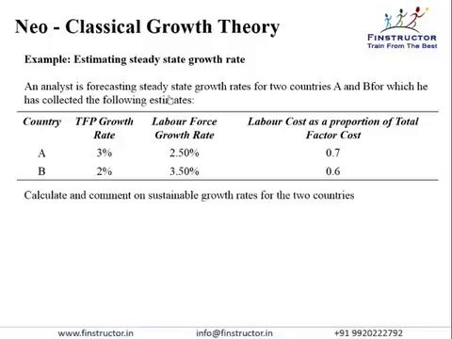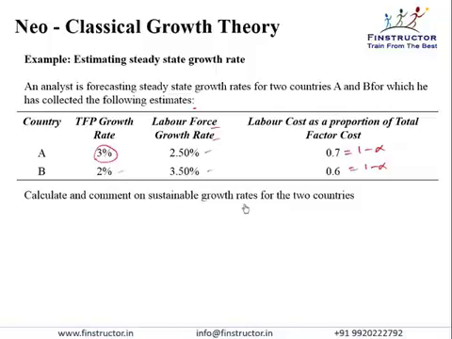An analyst is forecasting steady state growth rates for two countries A and B, for which he has collected the following estimates. So for country A, the total factor productivity, that will be the main driver of growth in the long run, is 3%. Labor force growth rate, or the quantity of labor, will grow by 2.5%. Labor cost as a proportion of the total factor cost is given to be 0.7, that is 1 minus alpha is given to be 0.7, and similarly we have the data for B.